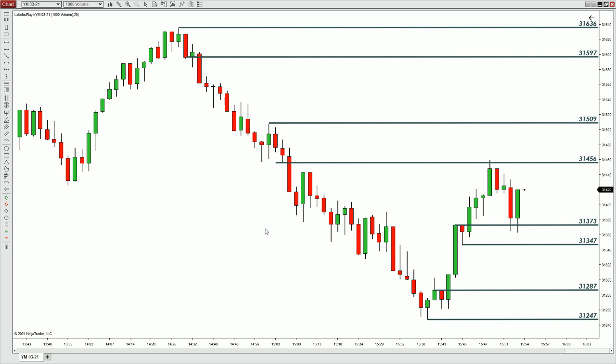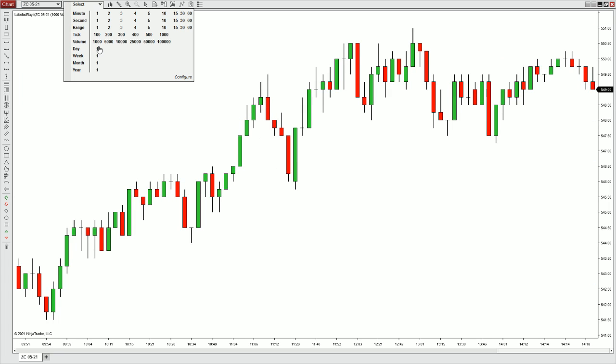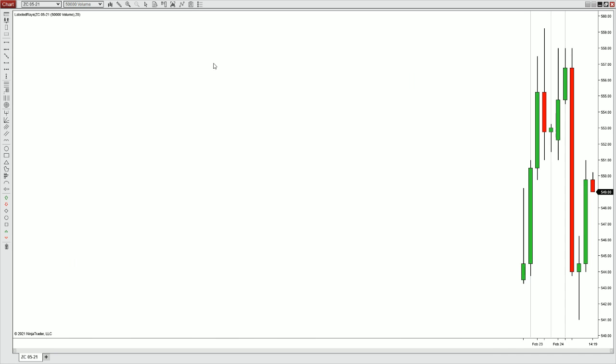Now, as mentioned, you can use this for longer time frame trades as well. So if we decide, let's see, we want to do corn. ZC, let's see, we're in 0521. So I'll switch the security over, but instead of 1,000 volume, I'll go out to, let's try 50,000. And I'm going to have to bring in some more days.